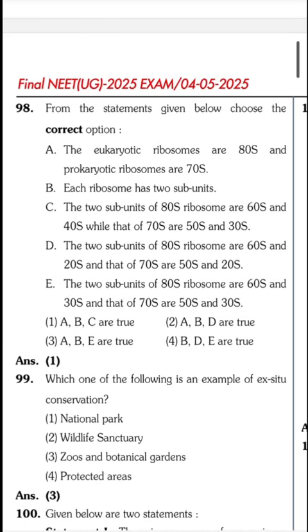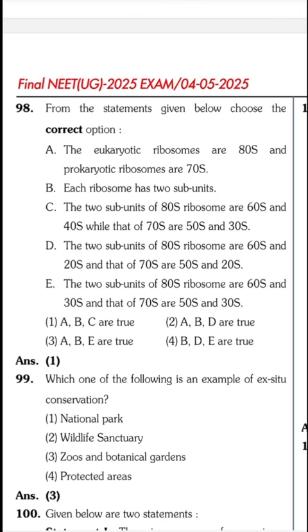From the statement given below, choose the correct option. The eukaryotic ribosomes are 80S and prokaryotic ribosomes are 70S. Each ribosome has 2 subunits. The 2 subunits of 80S ribosomes are 60S and 40S, while that of 70S are 50S and 30S.